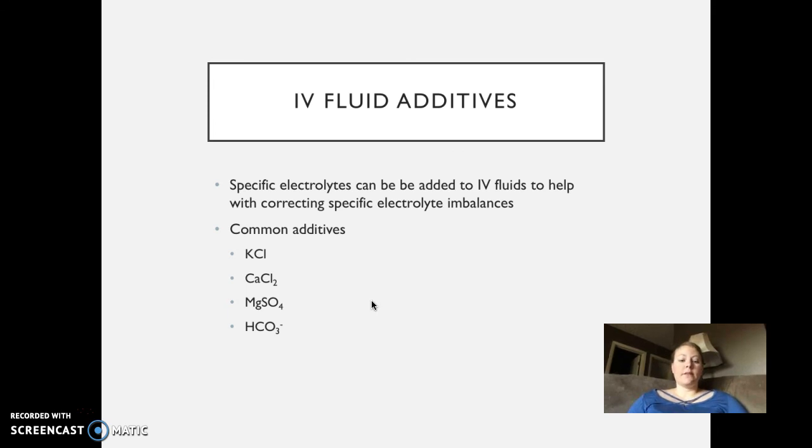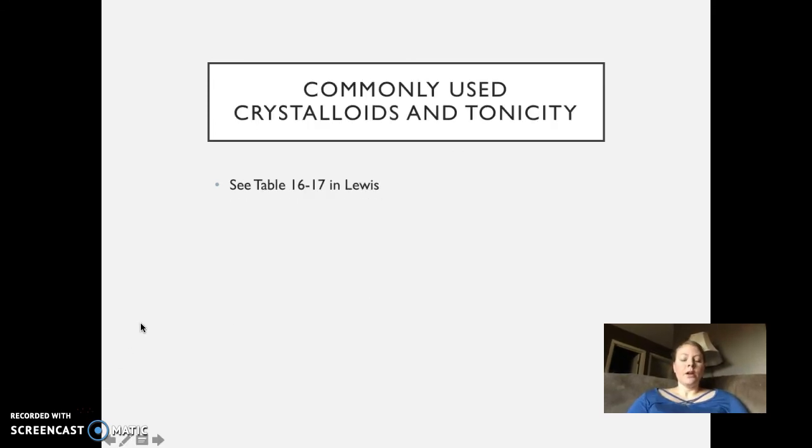Common additives: potassium chloride, which I'm sure you've probably seen before, calcium chloride, magnesium, and we can also add some bicarb, a lot of that is more acid-base. Common crystalloids that we use with their tonicities can be seen in table 16-17 in Lewis.